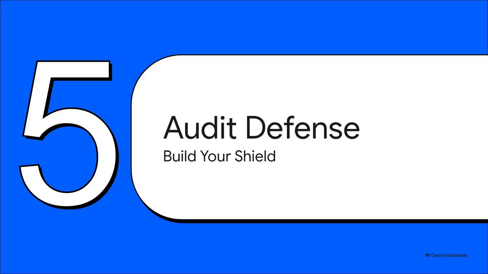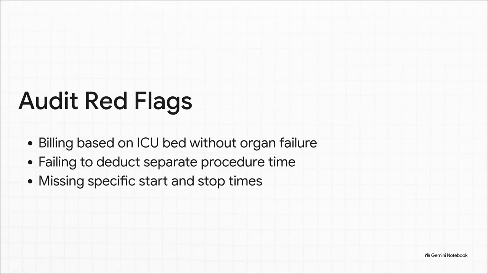Finally, Section 5, Audit Defense. Let's wrap things up by building your shield against audits. Critical care is a high-value service, which means it's constantly under the microscope of payers and auditors, who frankly love nothing more than finding a simple math error. These right here are the three massive audit traps that catch coders entirely off guard.